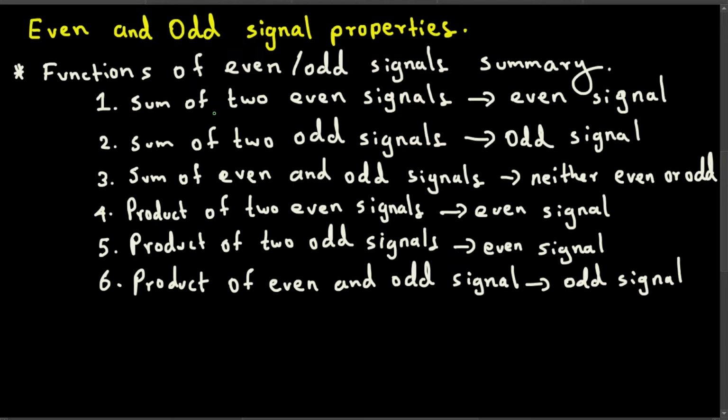First we are going to see that the sum of two even signals gives us an even signal. We are going to prove that the sum of two odd signals gives an odd signal. The sum of an even and odd signal gives neither even nor odd. The product of two even signals gives an even signal, and the product of two odd signals gives an even signal, and the product of an even and odd signal gives an odd signal. Now let's go ahead and see that.